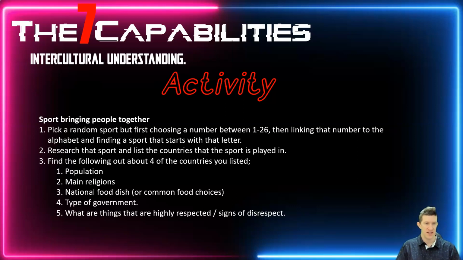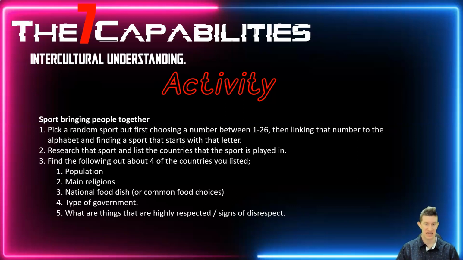So for this last activity, we're looking at sport bringing people together. I want you to pick a random sport, and how I want you to do that is just think of a random number between 1 and 26, link that number to the alphabet. So the letter A is number 1, B is 2, so on and so forth. Once you've got that number linked to the letter, I want you to think of a sport that starts with that letter. Then research the sport and make a list of all the countries that play that sport.